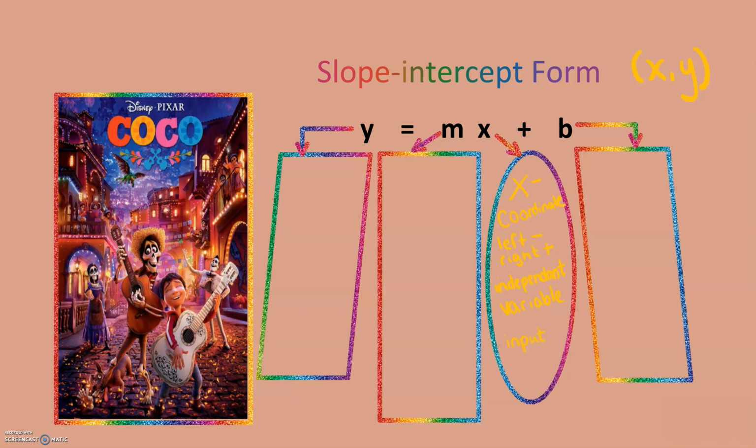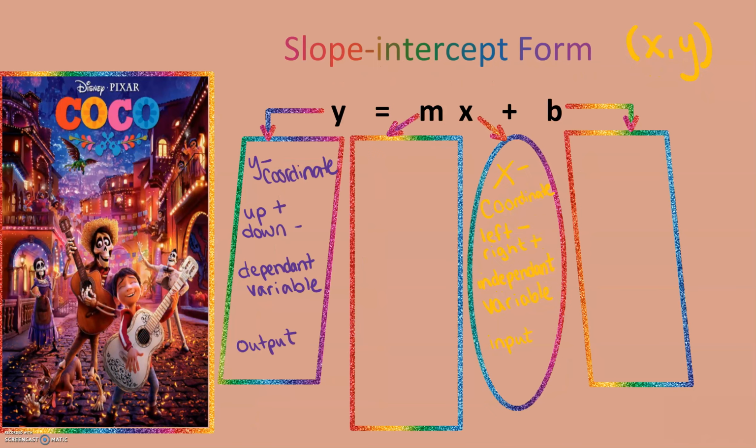Okay, so we also know what y stands for. We've done that before. That's not new to us. So if the x is the x coordinate, you're right in thinking that the y is the y coordinate. And if the x tells us left or right, then we know that the y tells us up or down. It also tells us that it's the dependent variable.